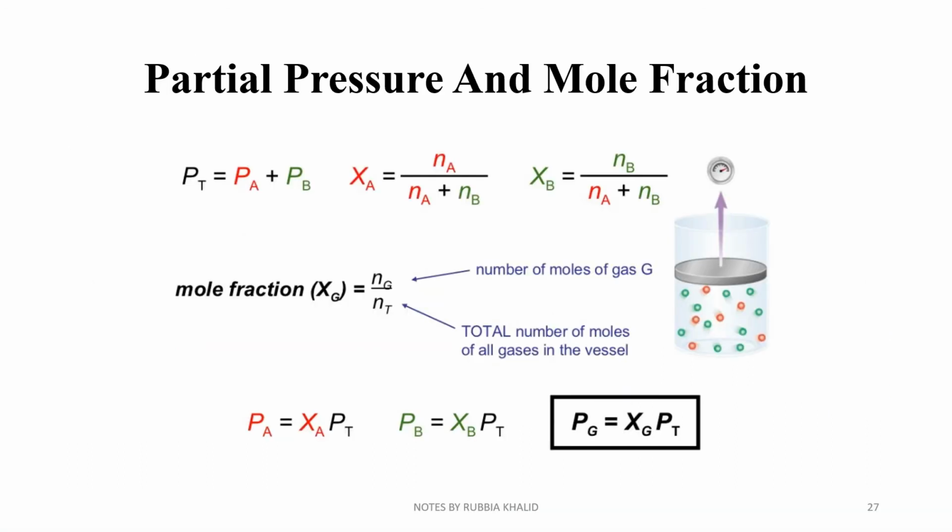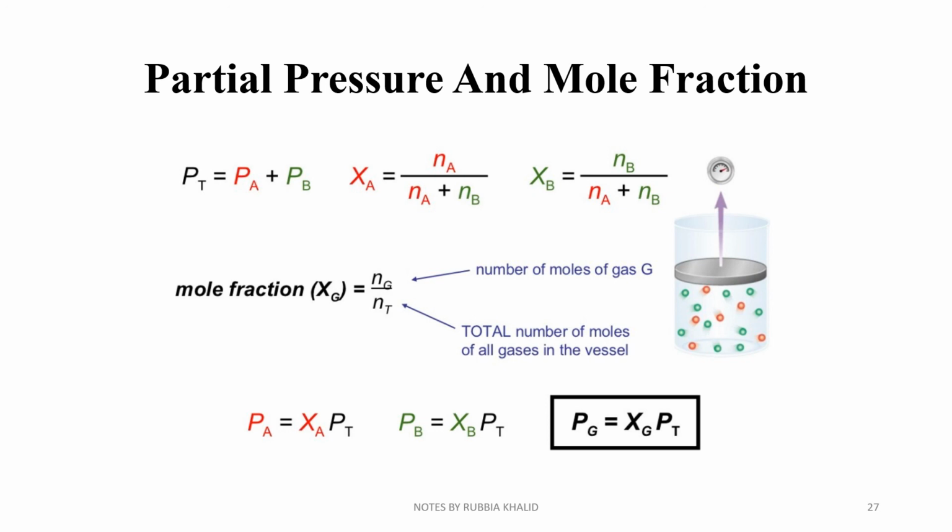Next, partial pressure and mole fraction. The mole fraction of a gas in a mixture of gases is defined as X equals Ng over Nt, where Ng or N1 is the number of moles of gas 1 and Nt is the total number of moles of all the gases in the mixture. The mole fraction is a dimensionless number without units because it tells you what fraction of the amount a particular gas occupies in a mixture of gases.